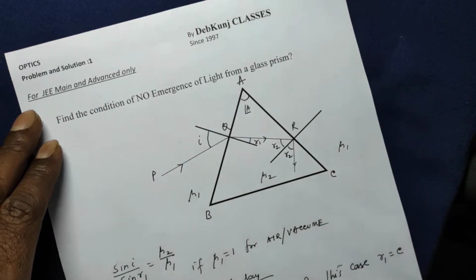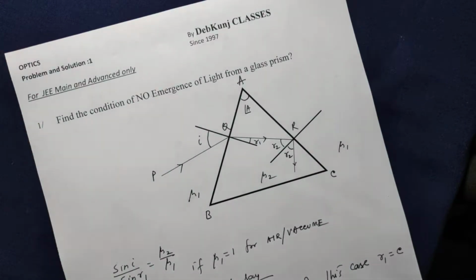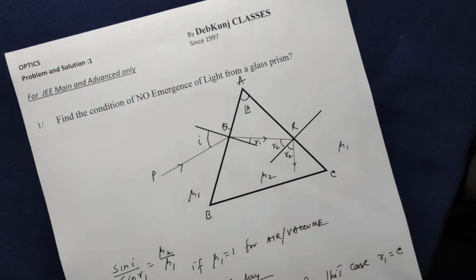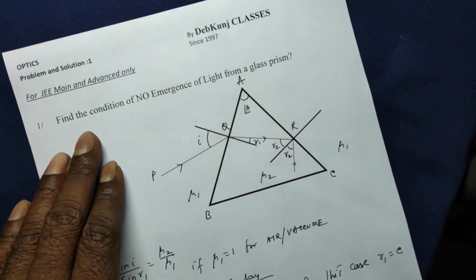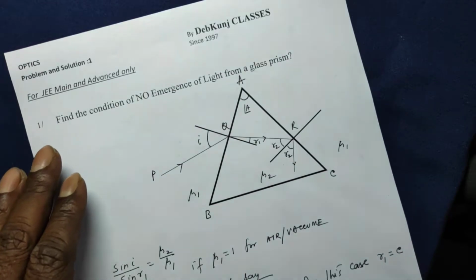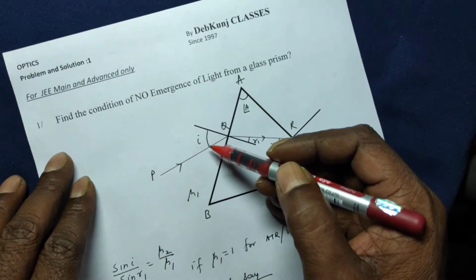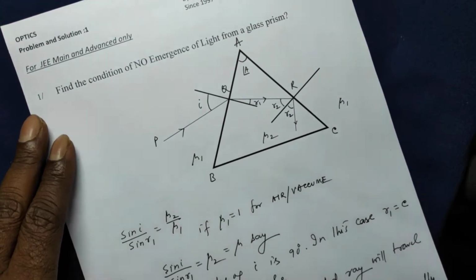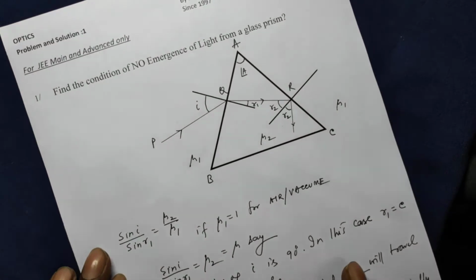Let us discuss one important problem from ray optics, meant only for JEE Main and Advanced, not for NEET. Find the condition of no emergence of light from a glass prism for whatever be the angle of incidence I. So I hope you are familiar with the basic laws of refraction.